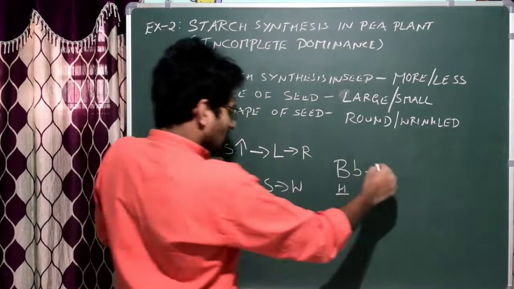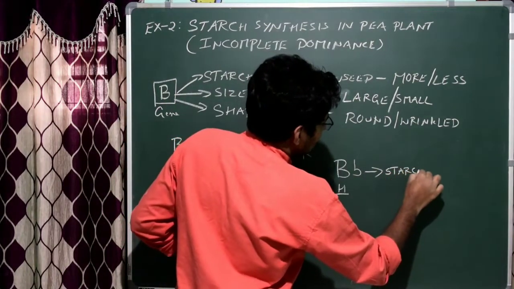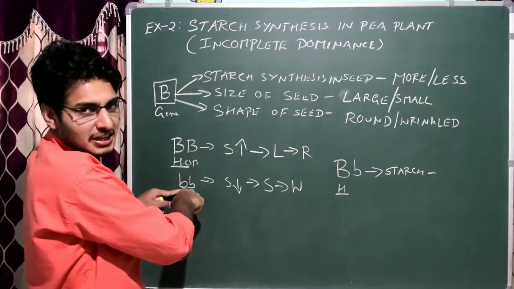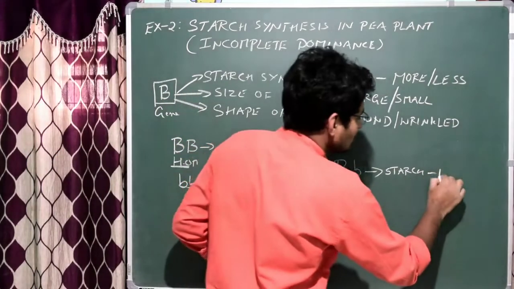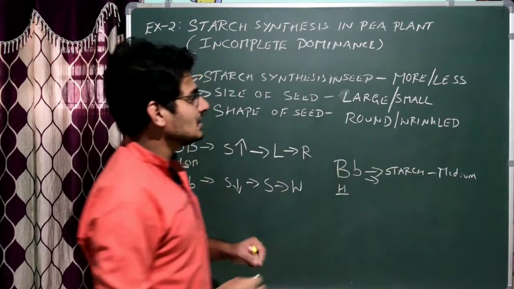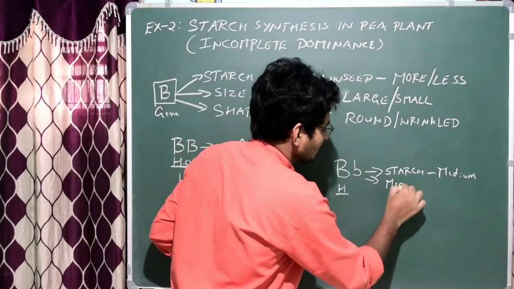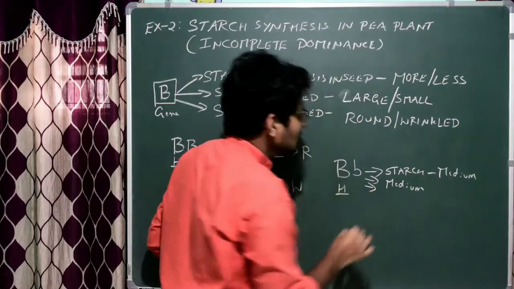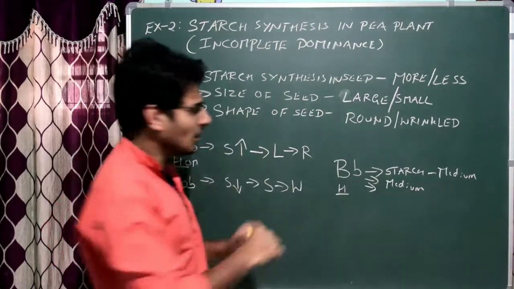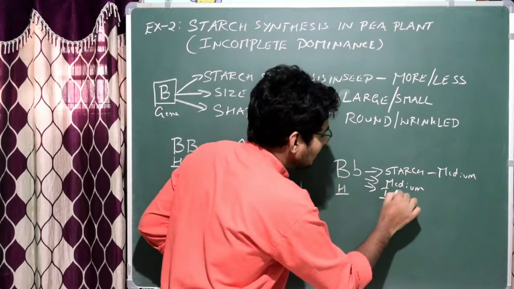That is, for example, here we will write starch synthesis will be lesser than this condition but higher than this condition actually, that is intermediate. So starch synthesis will be medium. And because of this, obviously the seeds will not have large or small size, it will be medium size, and it is not exactly round or exactly wrinkled, it is medium shape. Like exactly intermediate of round and wrinkled. So it is intermediate.